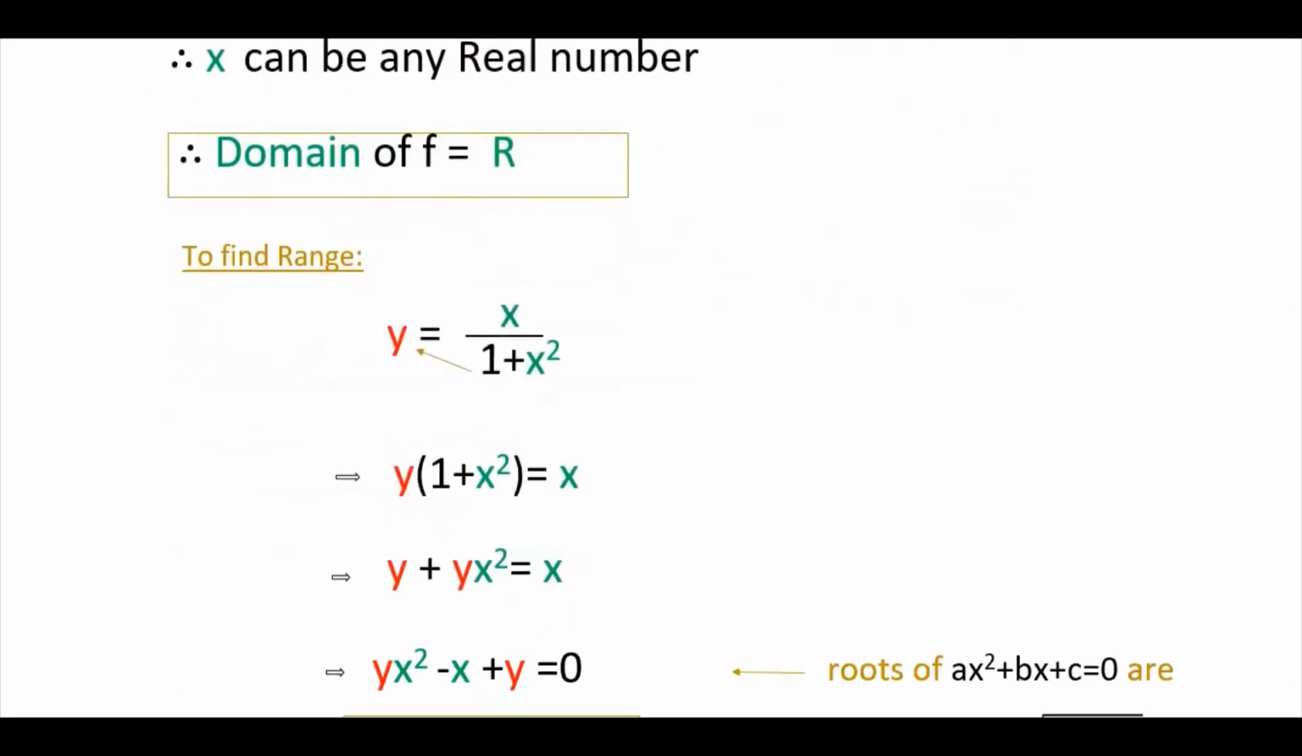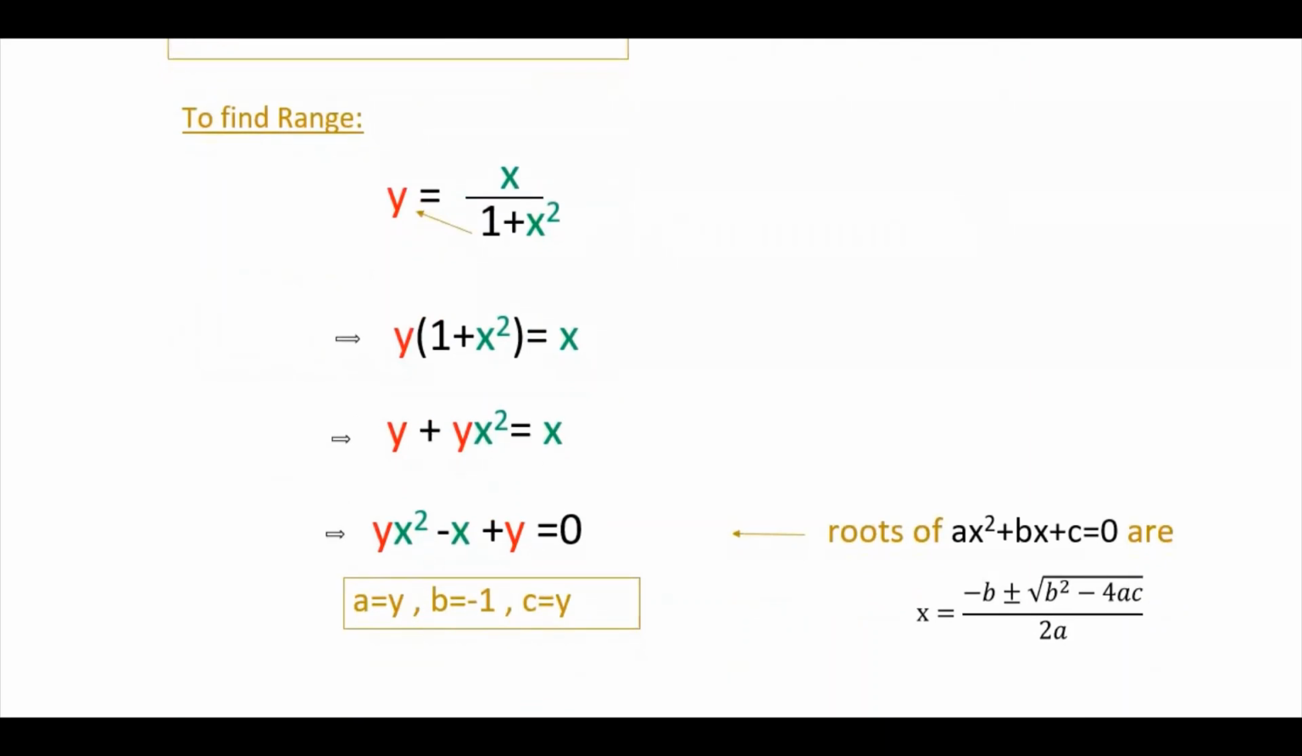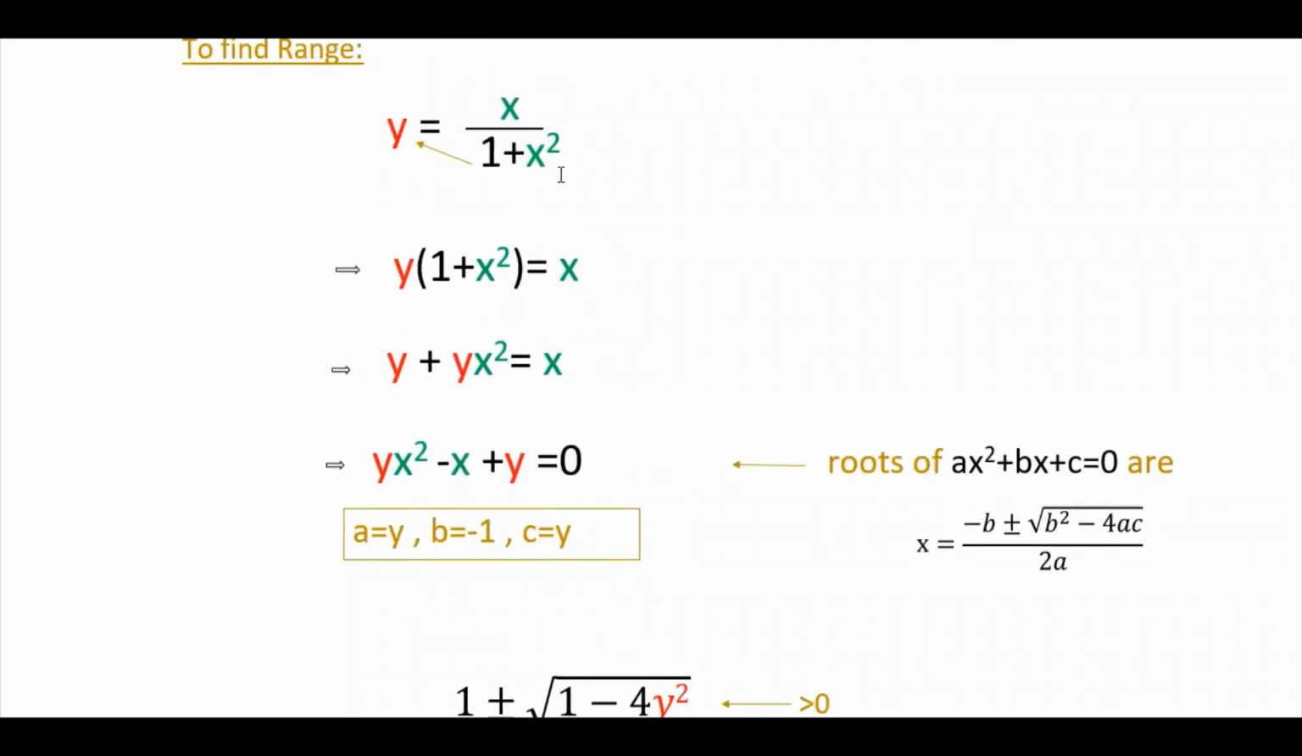And to find the range, you have to write x in terms of y. So y is equal to x by 1 plus x square. Cross multiply: y into 1 plus x square is equal to x, then y plus yx square is equal to x, then yx square minus x plus y is equal to 0. This is in the form of a quadratic equation ax square plus bx plus c is equal to 0. So the roots of this quadratic equation, x, are minus b plus or minus square root of b square minus 4ac by 2a. So here a is equal to y, b is equal to minus 1, c is equal to y.